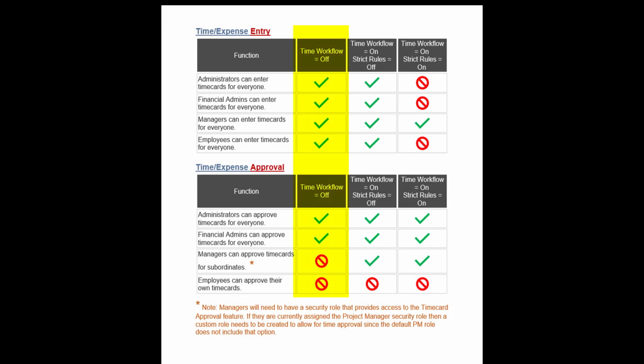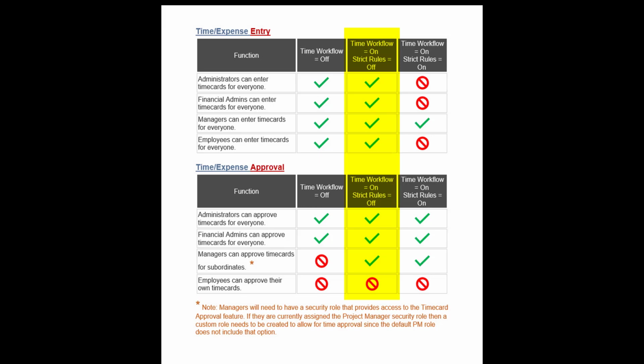If you leave the time workflow off altogether, administrators can enter time cards, financial administrators can enter time cards, managers can enter time cards for everyone, and employees can enter time cards for everyone. But when we look at the time and expense approval, only administrators can approve time cards and financial administrators can approve time cards. The second column represents the options to turn on workflow but leave the strict rules off.